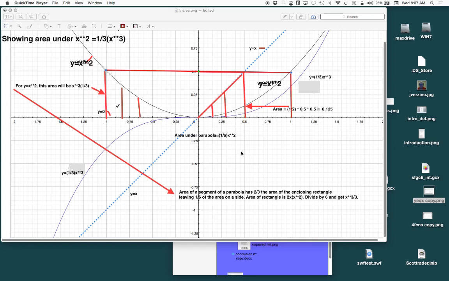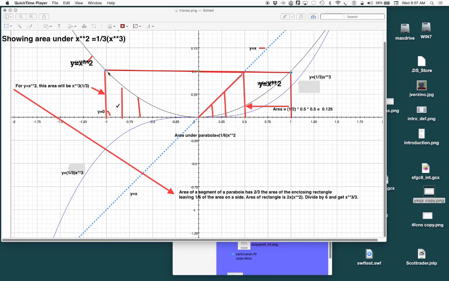Okay, now let's look at the other function, which is y equals x squared. Now we've got to get the area under this. This is a little more complicated, but it's not that bad. The way we figure this out is we draw a rectangle equal x, x, and then up touching the y equals x squared point.